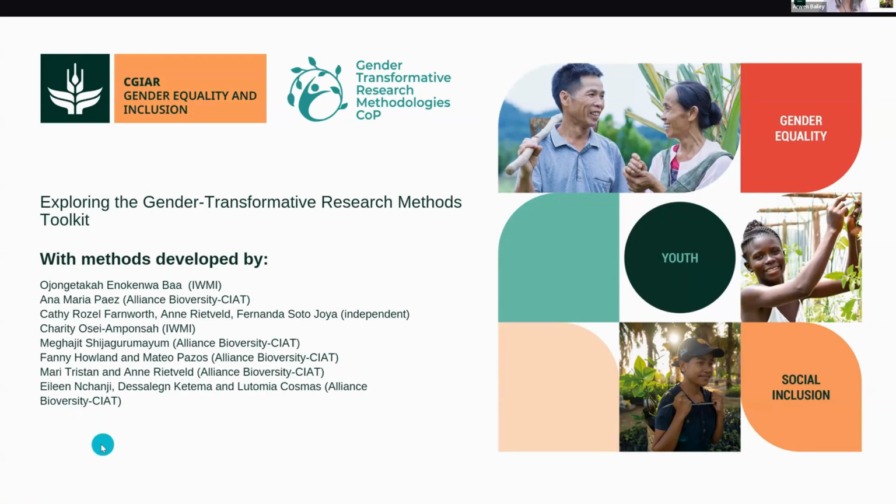Our session today is on the Gender Transformative Research Methods Toolkit. Many of you will have come to the meeting where we introduced the whole toolkit, and this is the first time that we're digging down on one tool. The tool that we'll be digging down on today is the GALS for GTR method. GALS is a well-known household methodology for GTR, so for gender transformative research.